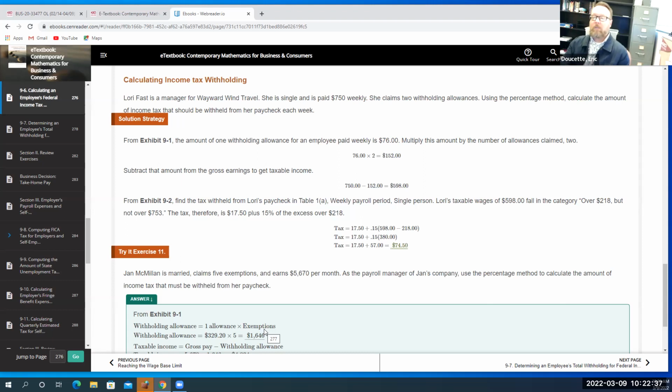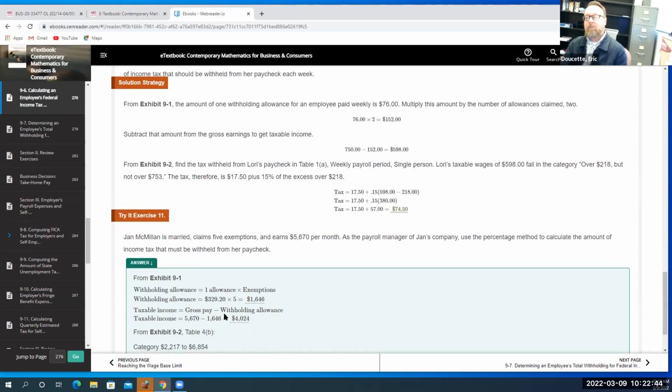So her gross pay was, we said, $56.70 minus $1,646. That gives us this $4,024. That is now her taxable income, the amount she's going to be taxed on. So we're going to go up to the table above. Again, what was she? She was married, and she got paid monthly.